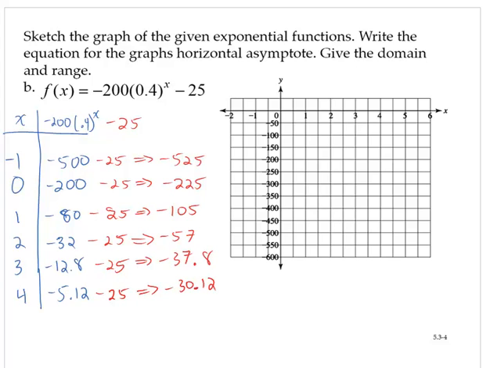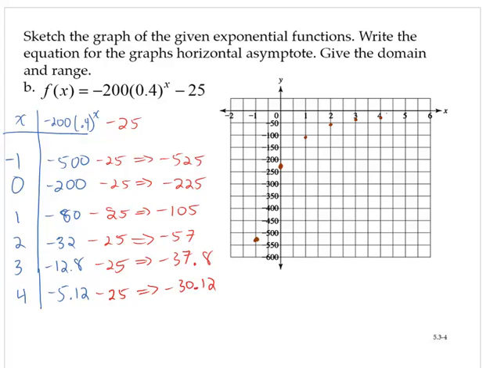And so now let's plot those points. Negative 1, negative 525. 0, negative 225. 1, negative 105. 2, negative 57. 3, negative 37.8. 4, negative 30.12.